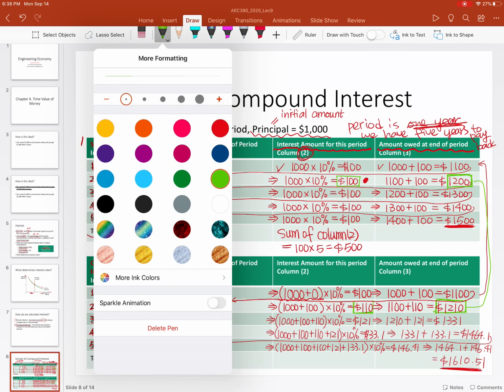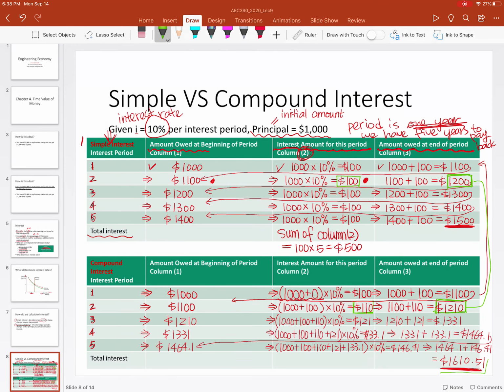Did you see that difference? This is $1,610, and in the first table you only need to pay back 1,500. Okay, so this is the difference between a simple interest and a compound interest.